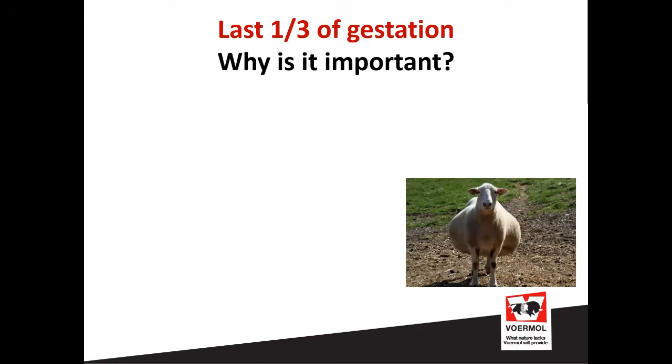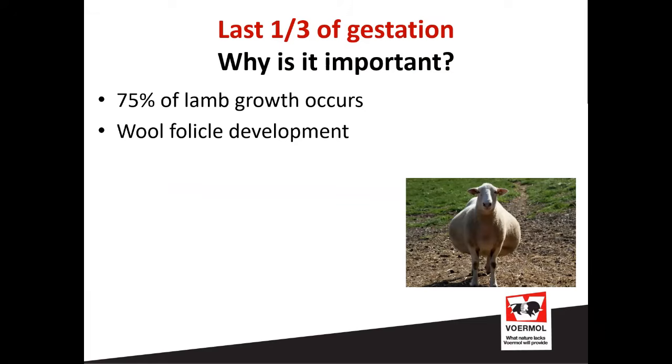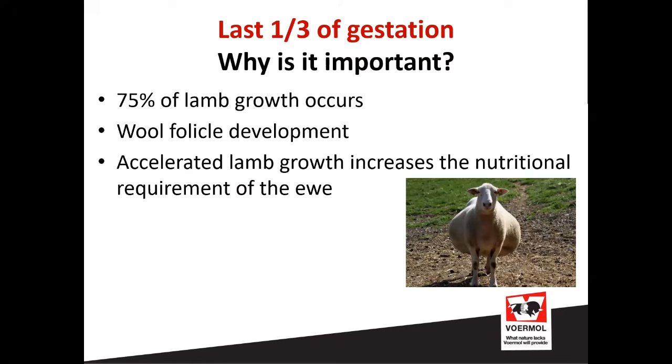If we move on to the late pregnancy stage, that would be the 6 weeks before lambing. Just to highlight why this stage is so important: usually about 75 to 80% of lamb growth occurs during this last third of gestation. We've also got wool follicle development of the lamb while it's still in the uterus of the ewe. All of this accelerated lamb growth and wool follicle development increases the nutritional requirement of the ewe. So we've got a lot of nutritional pressure on the ewe during this stage.